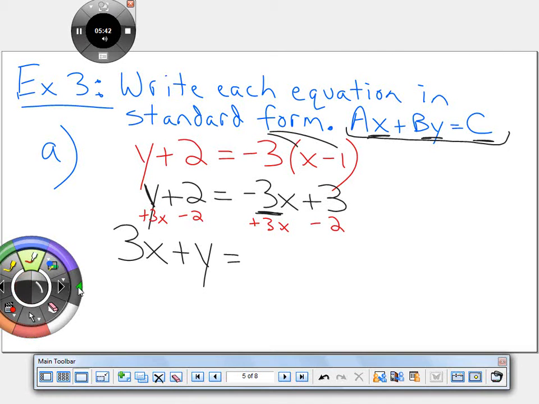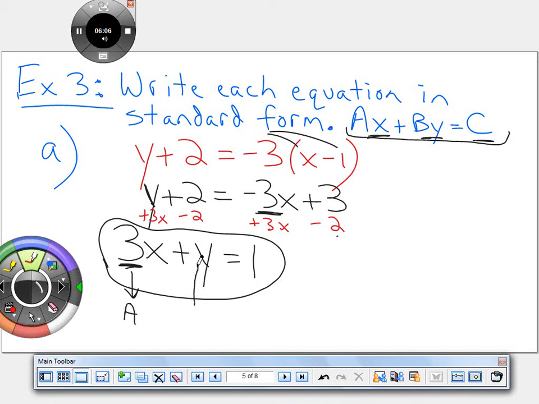So we're going to have 3x plus the y that was already there, and then we're subtracting the 2, so 3 minus the 2, so that's 1. So this right here is standard form. Okay. Notice the a right there. The a is 3. If you want to identify what the a, b, and c are, the a is 3. The b is the number that's in front of the y, so let's say the b is 1. And then the c is the number that's right there. That is the constant. It's called a constant when it doesn't have a letter.